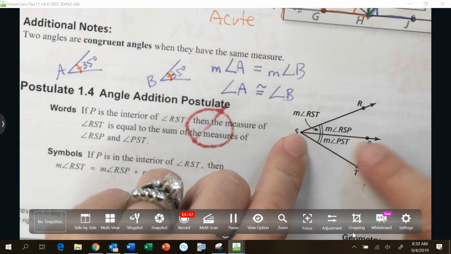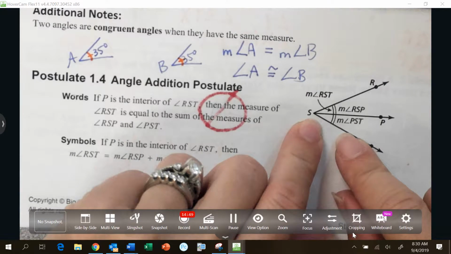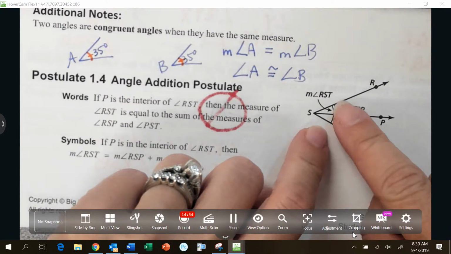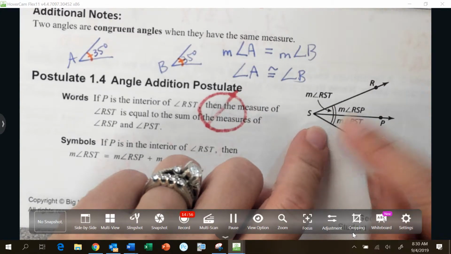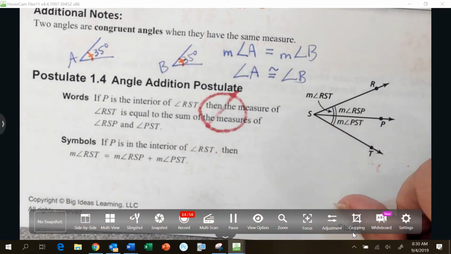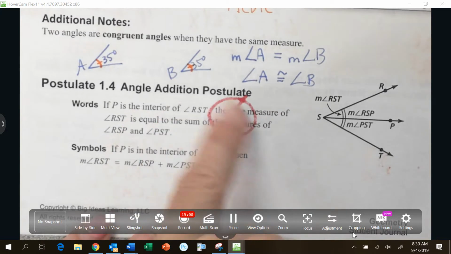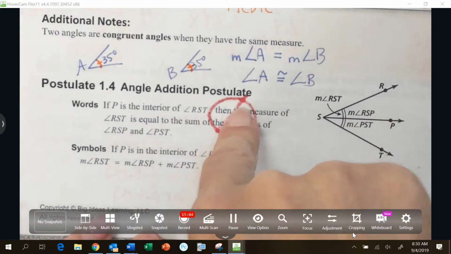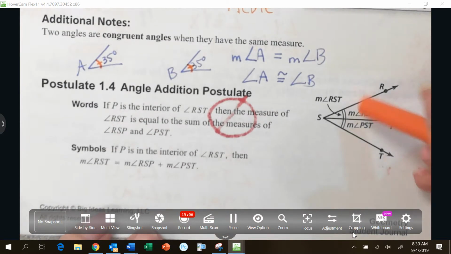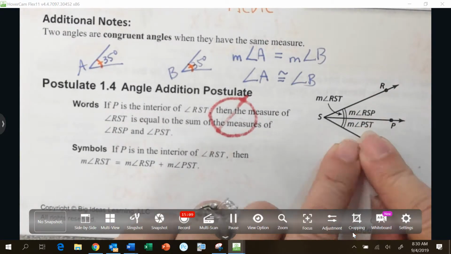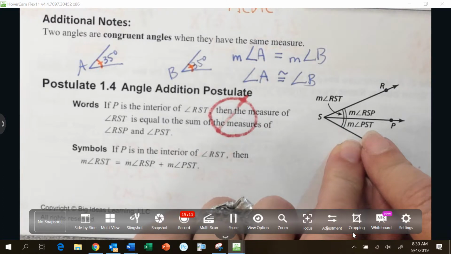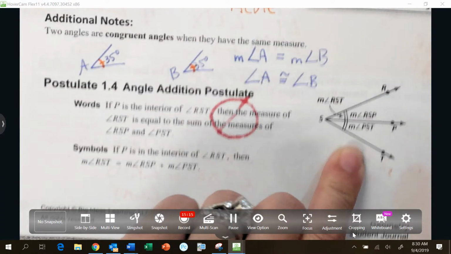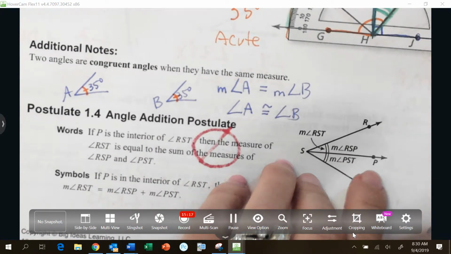Here's another example. If you look right over here, can you see that these two angles are the same because they are marked with the same congruent marks? Angle addition postulate is exactly the same as segment addition postulate, only we're talking about angles. If I know the measurement of angle RSP and I know the measurement of angle PST, I can add them together and it equals the measurement of angle RST. Exact same thing as segment addition postulate, only with angles.